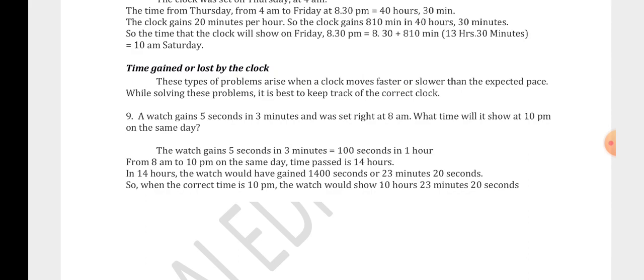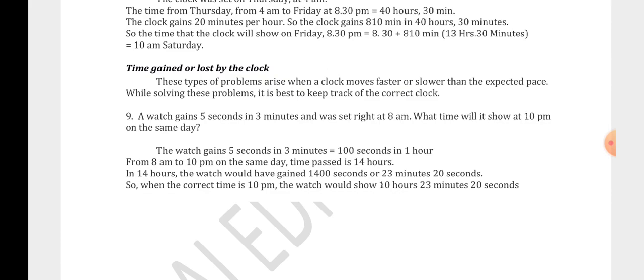For example, a watch gained 5 seconds in 3 minutes and was set right at 8 a.m. What time will it show at 10 p.m. on the same day? Every 3 minutes it gains 5 seconds. That means 5 seconds in 3 minutes.